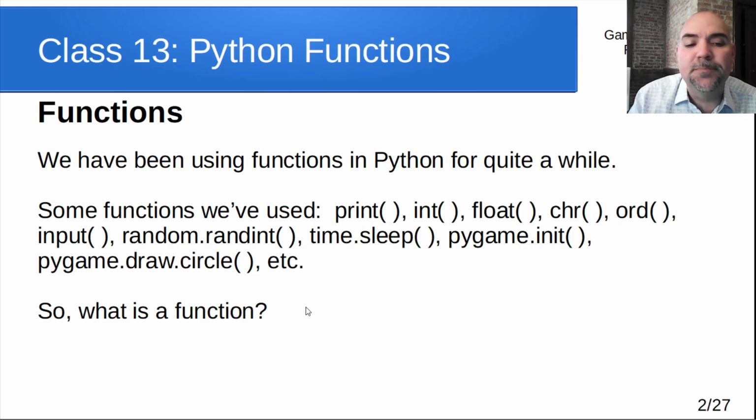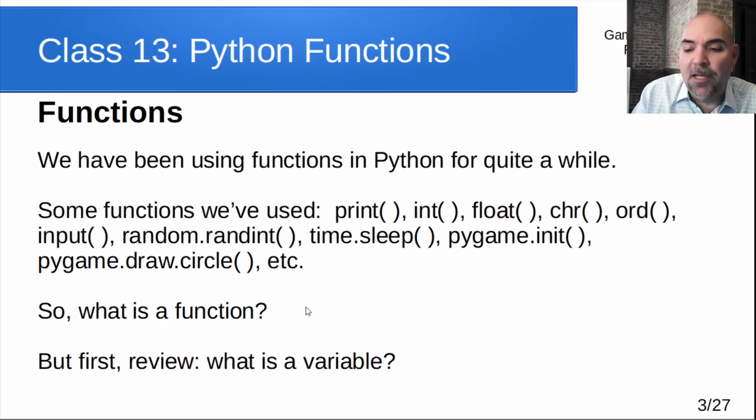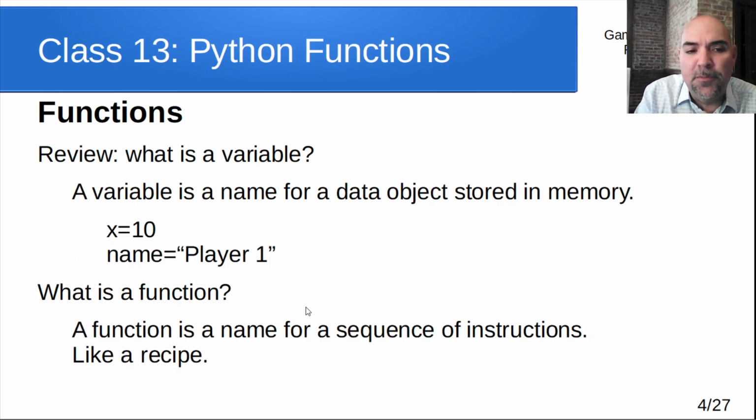So what is a function? A function we'll get to in a second, but first I want to review what a variable is. So a variable is a name for a data object stored in memory, like x equals 10 or name equals player 1. Well, a function is very similar in that it's a name that we're giving or that has been given to, but rather than some data object stored in memory, it's a name for some sequence of instructions, kind of like a code recipe or a named mini program that we can call upon to have happen.